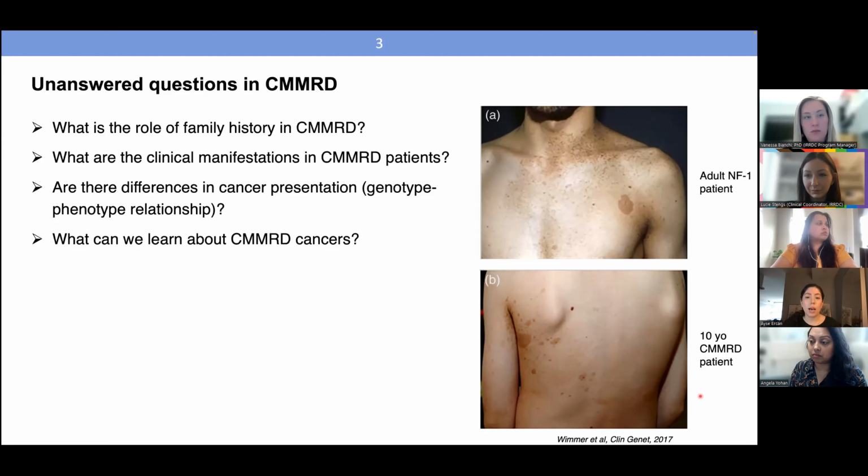So we wanted to see how similar or how different the two syndromes are. And remember, I mentioned the 4 genes in the previous slide. Some of the other questions we're interested in is there a difference in how patients present depending on what gene is impacted? This is called genotype phenotype. And lastly, what else can we learn about these cancers?